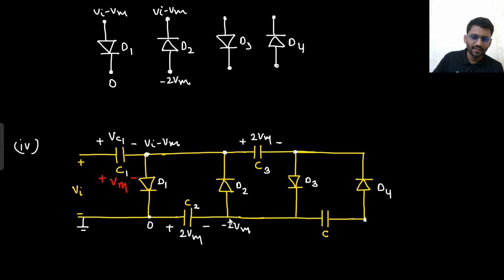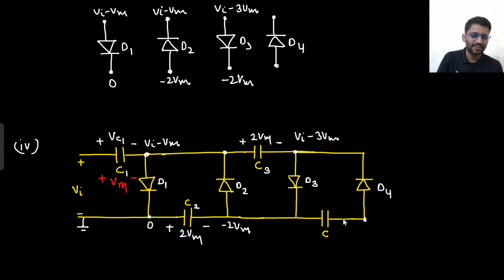What about D3? This is Vin minus Vm. This will be Vin minus 3 Vm now, right? D3 is having Vin minus 3 Vm. Are you agreeing to this point? Vin minus 3 Vm. So this potential is Vin minus 3 Vm and this potential is minus 2 Vm.